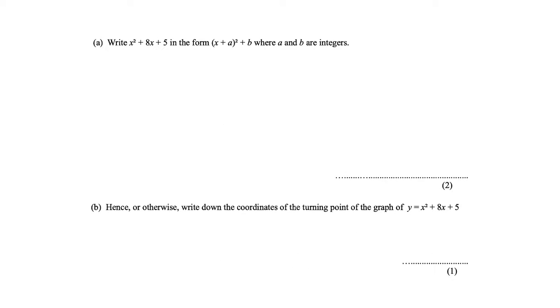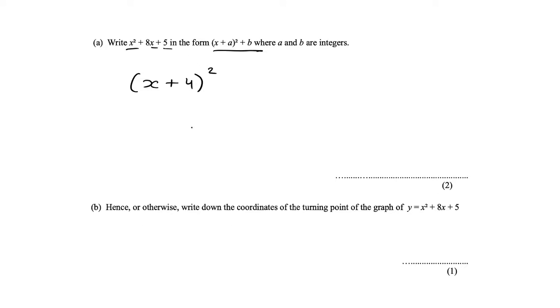Okay, next question. So it says write x squared plus 8x plus 5 in this form, completing the square form, where a and b are integers. Now again, the coefficient of x squared is 1, so it's going to be nice and simple for us to do. So what we're going to do is we're going to halve the middle number. So it's going to be x. What's half of positive 8? It's positive 4. So x plus 4 all squared.